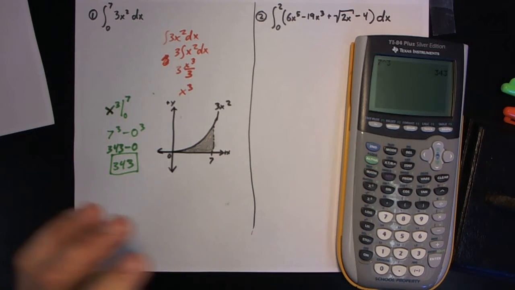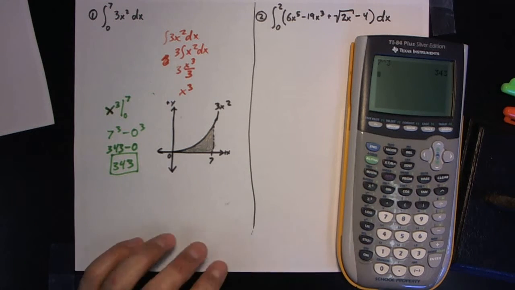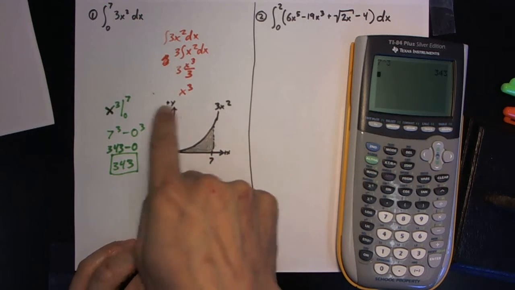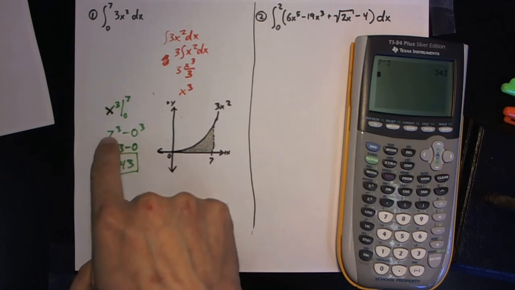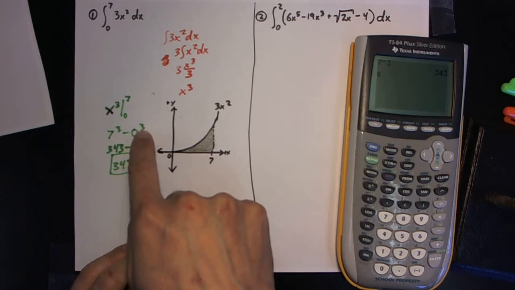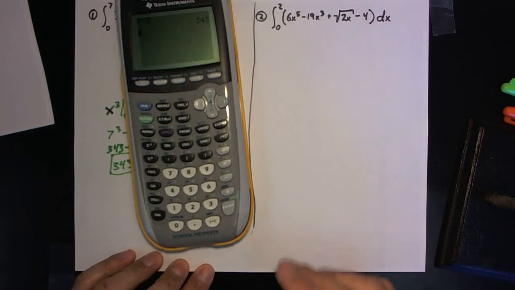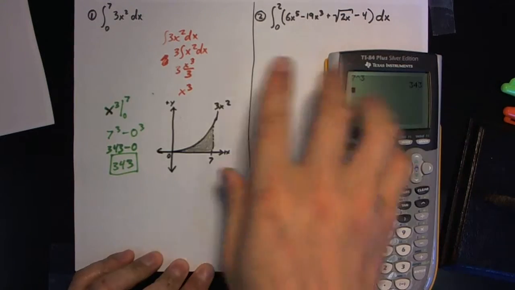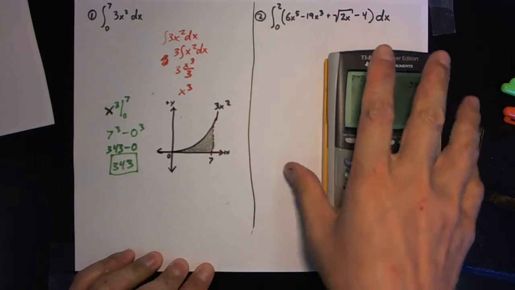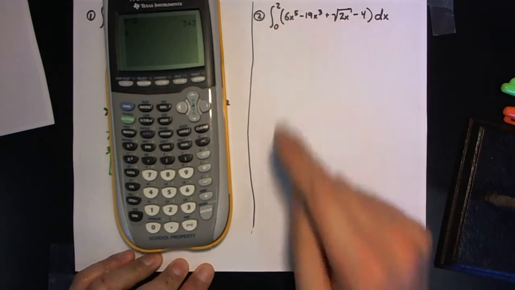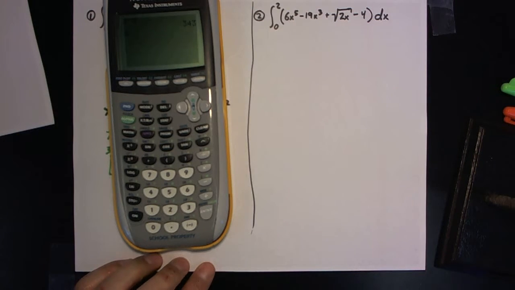Alright, so that's what the definite integral means. It's not too hard, right? Just do the indefinite integral, evaluate at the upper boundary, subtract the same function evaluated at the lower boundary. Alright, well, this was easy because we started with an easy function. Let's start with a slightly more complicated function.